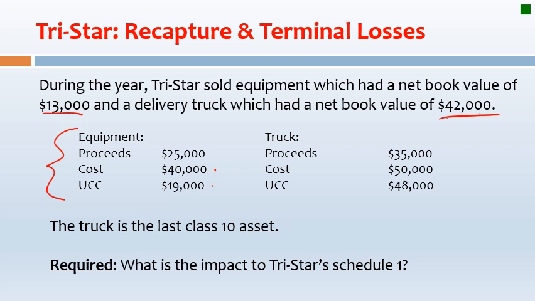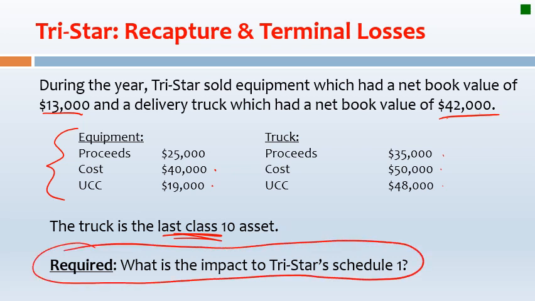For the truck, we've got it was sold for 35, the cost was 50, the UCC was 48 grand. What's important to note here is the truck is the last asset in class 10, meaning there could be potential for some terminal losses, recapture, etc. And we need to figure out what is the impact, and we're going to be doing a lot of this now. What's the impact to TriStar's Schedule 1? So let's take a look at that right now.